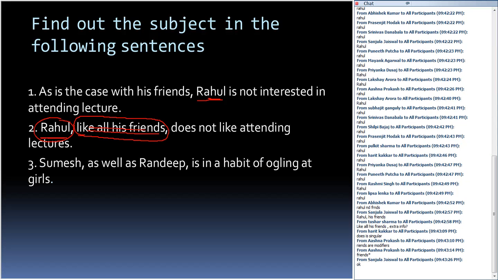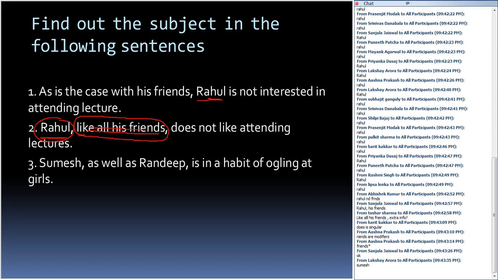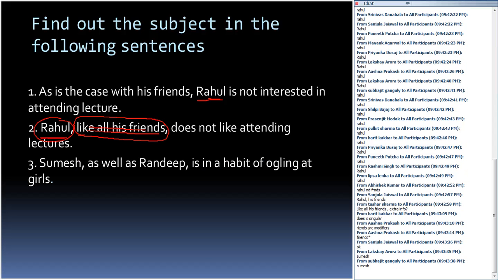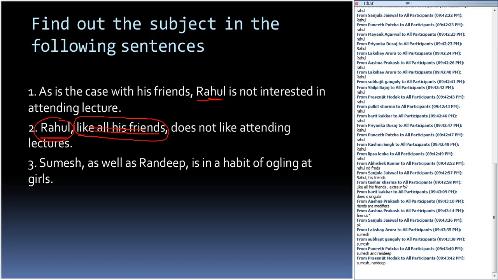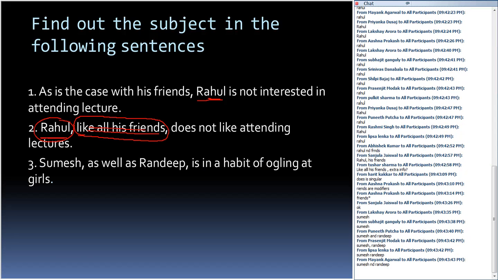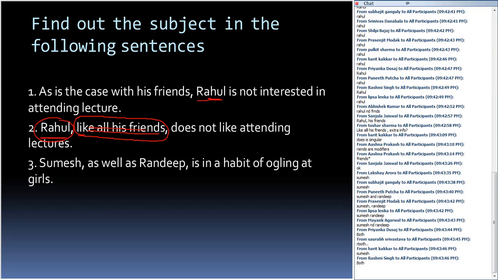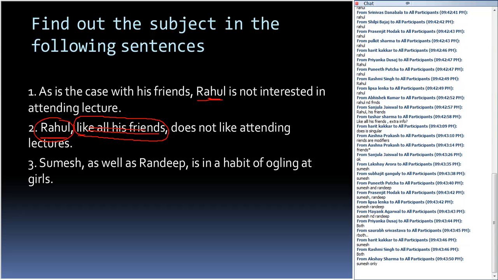Number three, Sumesh as well as Randeep is in a habit of ogling at girls. Subject one है only Sumesh या Randeep भी. Okay, all of you are saying दोनों हैं. No, no, no, no. Remember, as well as introduces a modifier. So this is also a modifier. The subject is only Sumesh.